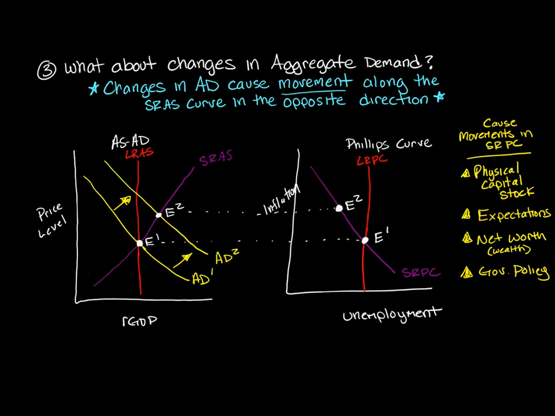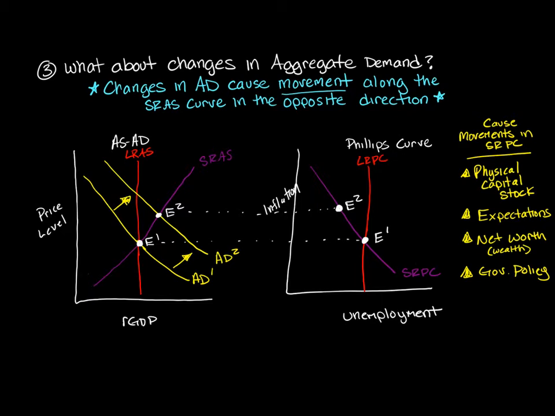And so once again, our determinants of aggregate demand are going to be the things that will cause movement along the Phillips curve, including changes to the stock of physical capital, changes to consumers' expectations for the future, changes in consumer net worth or overall wealth, and changes in fiscal and/or monetary policy.